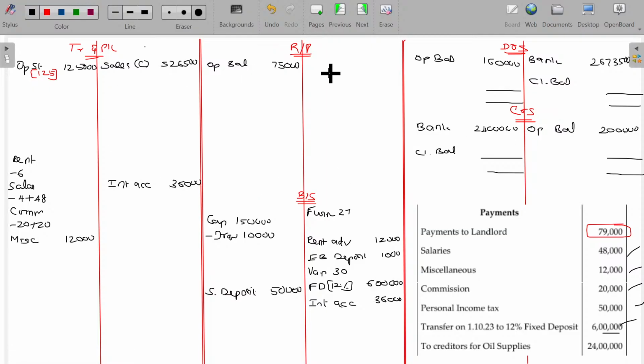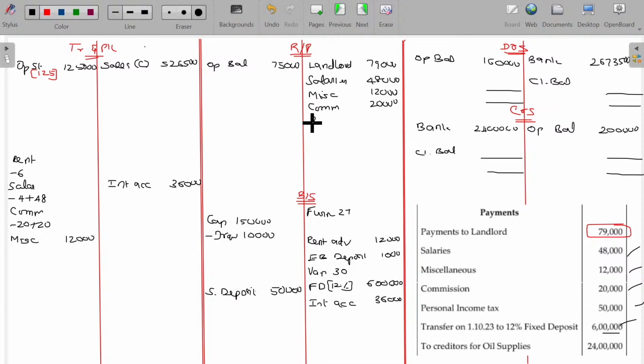Another entry, it should be in the payment side. So I missed to post everything in the payment side. I will now make the payment side posting here. Receipts and payments. So payment side. For the landlord, payment to landlord, value being 79,000. Salaries double entry, 48,000. Miscellaneous, 12,000 payment. So payment as well as expenses. Commission, 20, as well as posted in the payment side as well as in the expenses side.